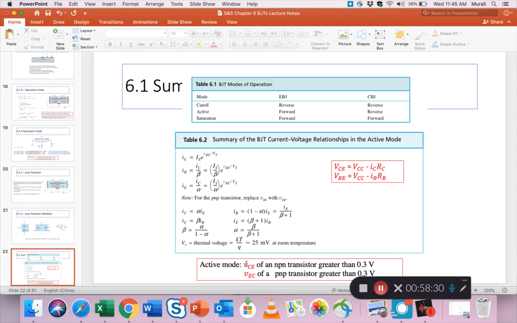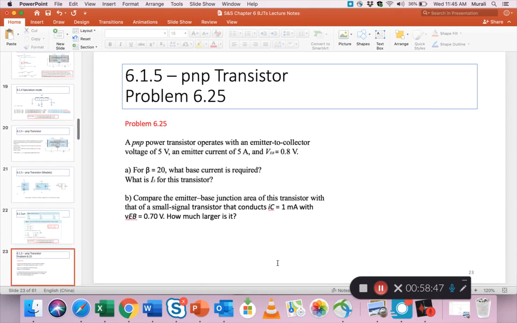And also, what is active mode? VCE of an NPN transistor has to be greater than 0.3. For a PNP transistor, VEC has to be greater than 0.3, assuming that the other junction is at 0.7 volts forward bias.